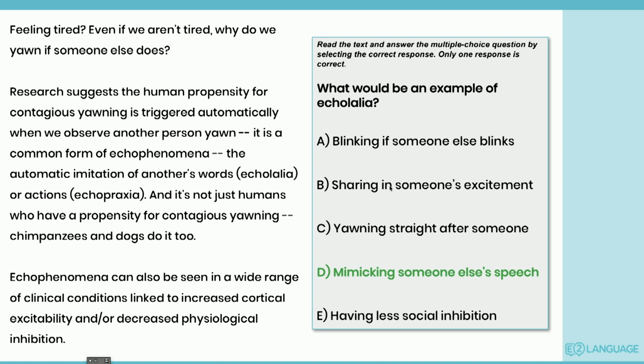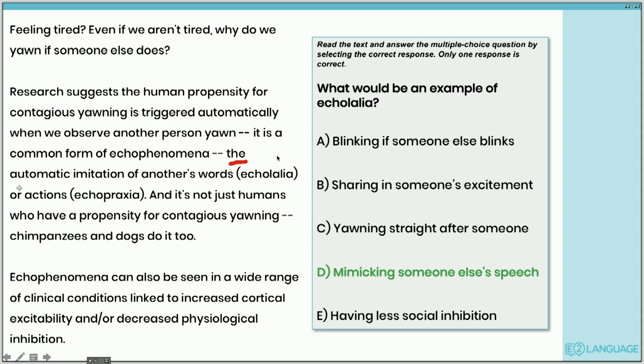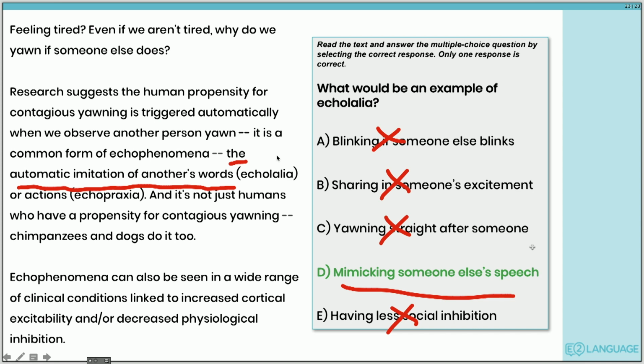There you go. And it says it quite clearly here. It says the automatic imitation of another's words. In other words, mimicking someone else's speech. These two say the same thing, but in different words. So D is the answer. This one is wrong. It's not about blinking. This one is wrong. It's not about sharing. This one is wrong. It's not about yawning. And this one is wrong. It's not about social inhibition. It was about speech or the imitation of another's words.